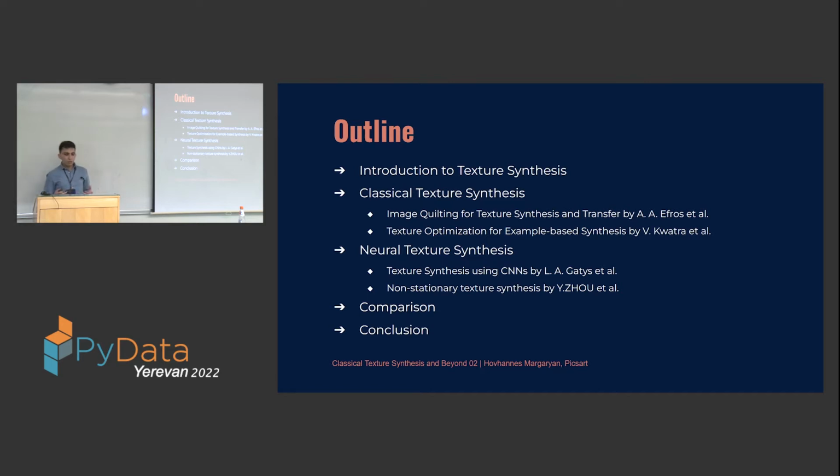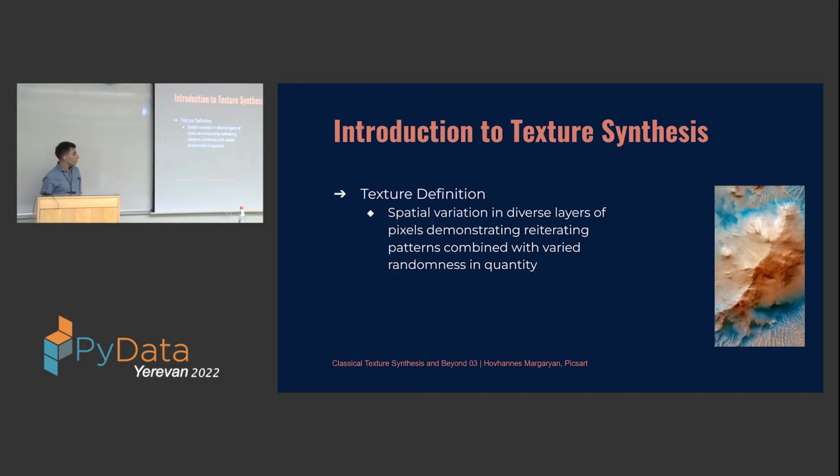And finally, I will talk about a more recent method, non-stationary texture synthesis by Zhou et al., where they use generative adversarial networks to learn to generate output textures that are 2 times larger than the input. Finally, I will provide a comparison among these 4 algorithms and visual results. And at the end, I will briefly conclude my talk.